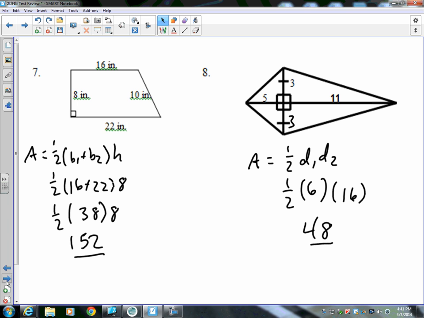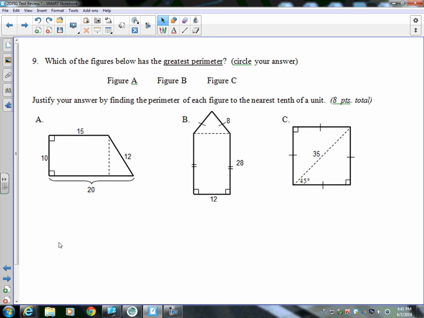To move into slightly more difficult questions, we got number 9. Number 9 is asking which of the following below has the greatest perimeter. In order to find if A, B, or C has the biggest perimeter, we need to find the perimeter for all three shapes. Okay, the perimeter for A. How do you find perimeter? Perimeter in general is just add up the outsides of the figure. So A is a trapezoid. To add them up, we're just going to say 20 plus 10 plus 15 plus 12. Add up all those together, we end up with 57.